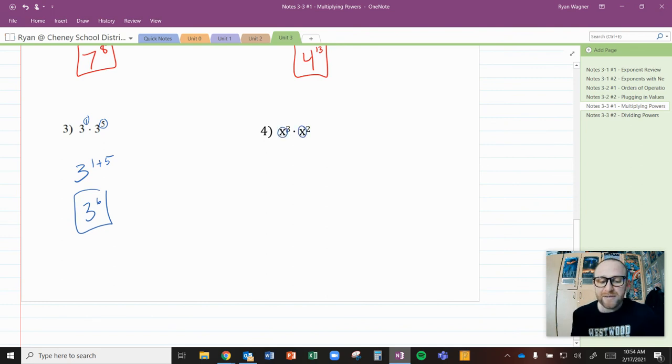Number 4, let's look at our base. Pause the video. See if you can figure this one out. All right. X to the 3rd, X to the 2nd. It doesn't matter if it's a letter or a number. We make sure it's the same base. It is the same base, so we have X, 3 plus 2, X to the fifth. Rewind if you need to.